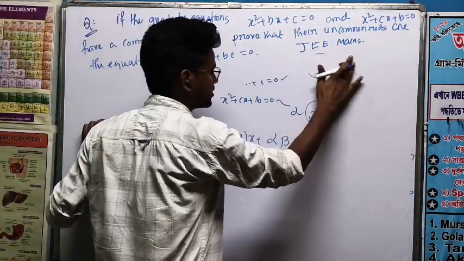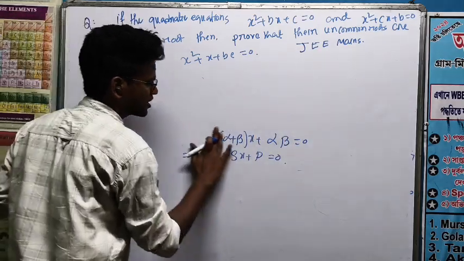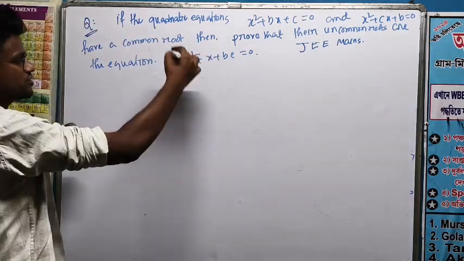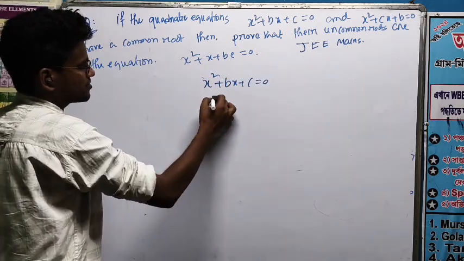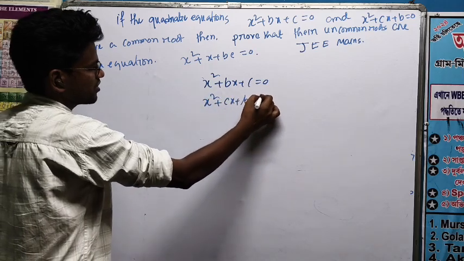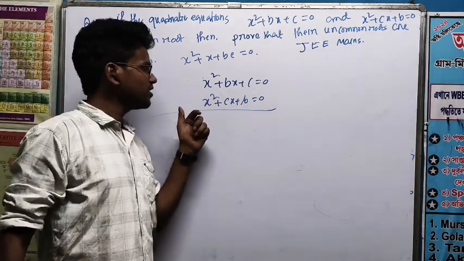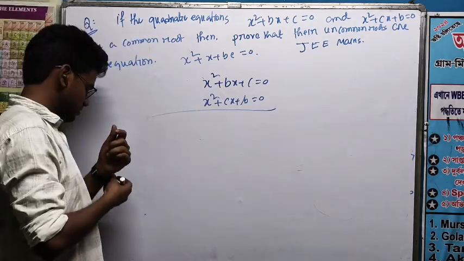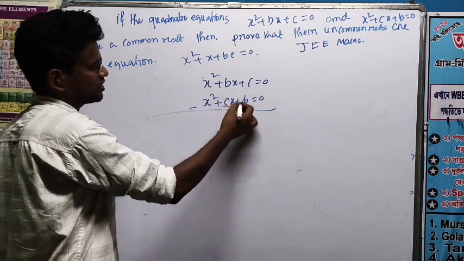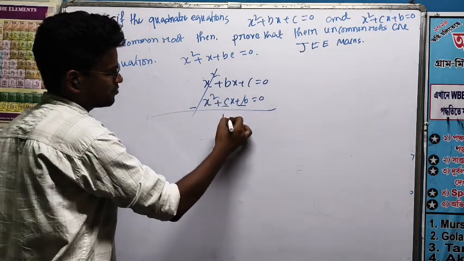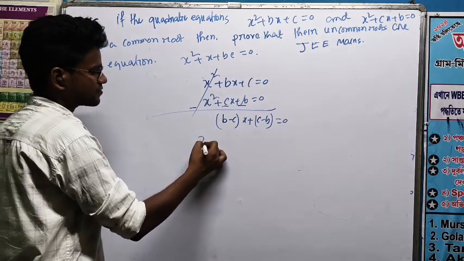So at first we determine the common root. What is the procedure to determine the common root? We have x square plus bx plus c is equal to 0, and x square plus cx plus d is equal to 0, and obviously the coefficients of x square are equal. That means we don't require to multiply the coefficients. So we subtract both of the equations: b minus c into x, plus c minus d, is equal to 0.